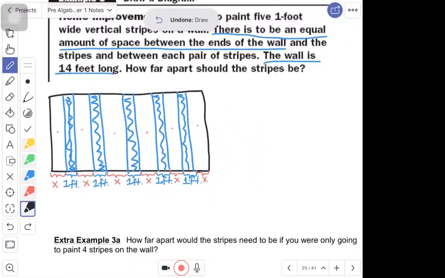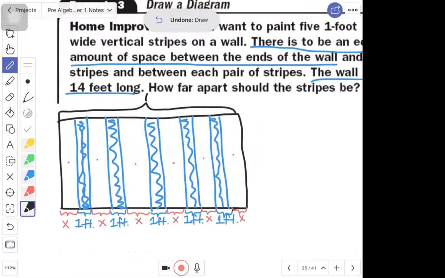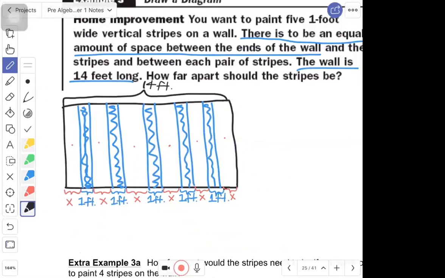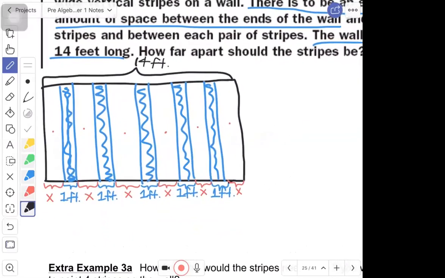I'll do it up here. The length of this whole wall is 14 feet. And we want to figure out how far apart the stripes will be. So we want to figure out this X length, how far apart the stripes are and how far they are away from the wall.